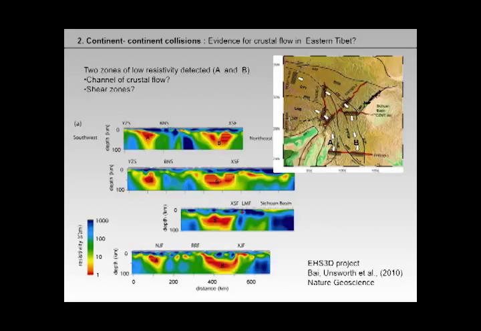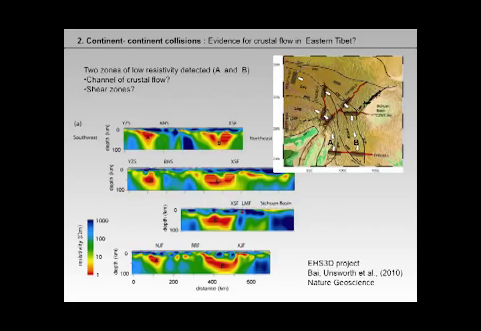And these could be channels of crustal flow, but I think what we now think is happening here is these are actually shear zones. There's good evidence that in this region of southeast China, in Yunnan, the crust and upper mantle are all moving together. And what is happening is on the boundaries, you have these large shear zones.